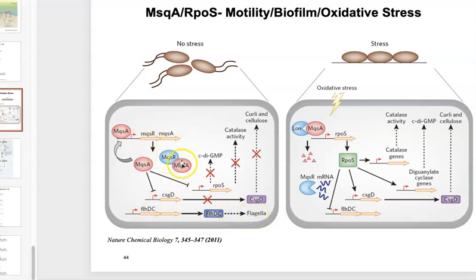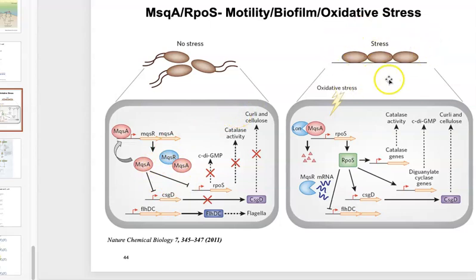MqsR binds to MqsA in this particular case too, and can keep it from backing up and creating an overactive situation here. So this is important to keep MqsA in check. Some of the MqsA gets bound out and swamped out by MqsR. Some of it can do its job and cause repression.